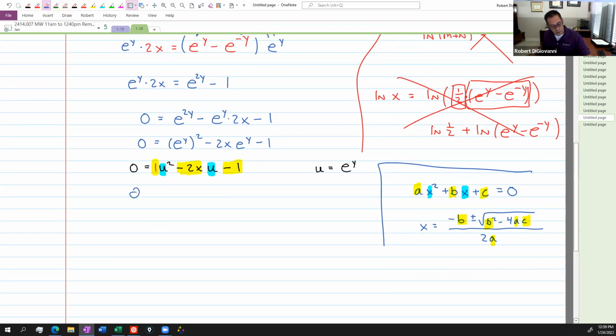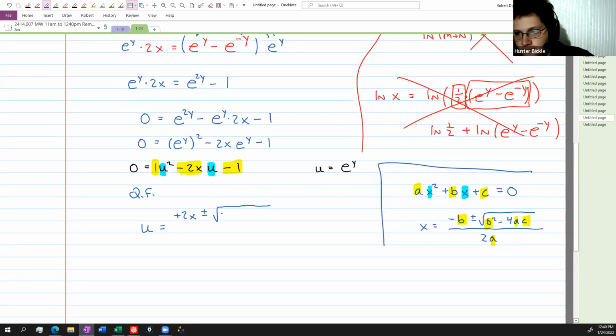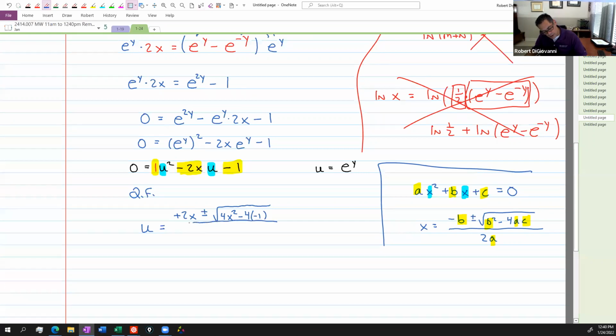So according to the quadratic formula, the solutions for u to this equation are negative b. What's negative b for me? Positive 2x plus or minus the square root of b squared, which is that thing squared, which is 4x squared, minus 4 times a times c. What's a times c? Negative 1, right? So this is going to be times negative 1, all over 2 times 1.